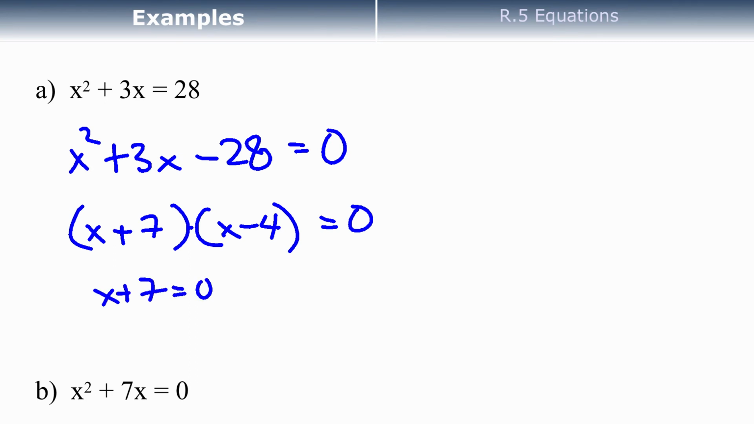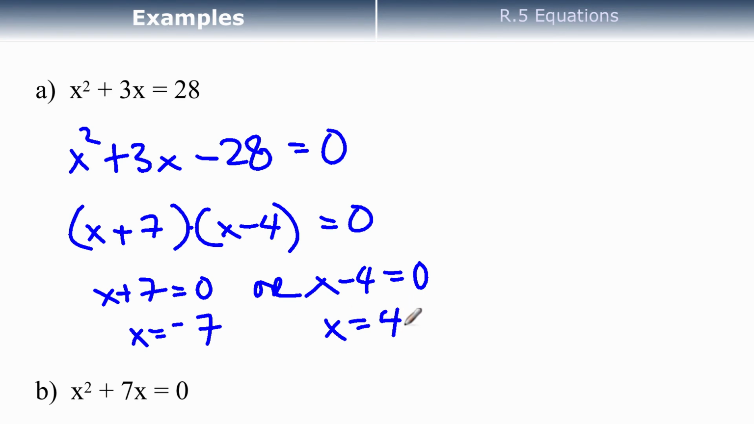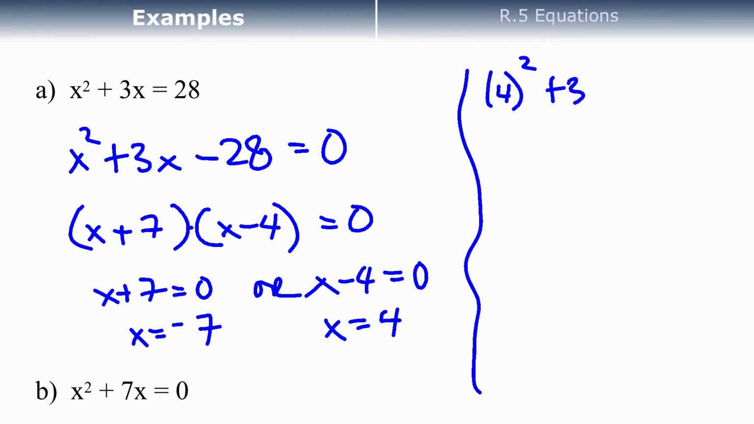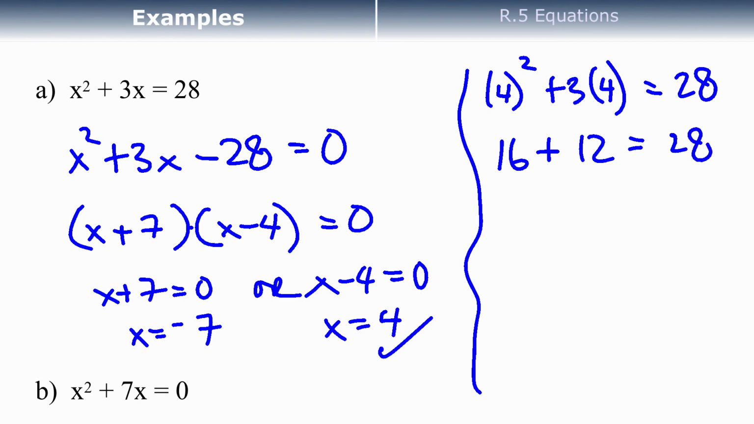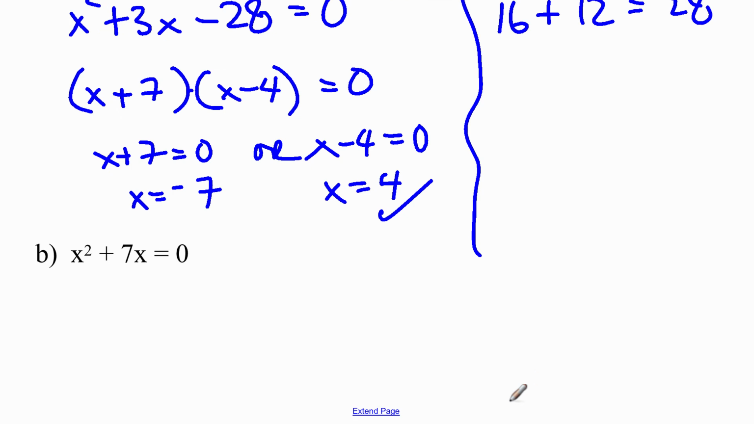So either x plus 7 is 0 or x minus 4 is equal to 0. In this case here, if I solve that equation, x comes to negative 7, and here x comes to a positive 4. So those two numbers are solutions to that equation. If you wanted to take, say, the 4 and plug it in everywhere you see an x, so 4 squared plus 3 times 4, you'll see that hopefully gives you 28. We'll see. 4 squared is 16, 3 times 4 is 12. When you add those together, sure enough, 28 means x equals 4 is one of your answers.